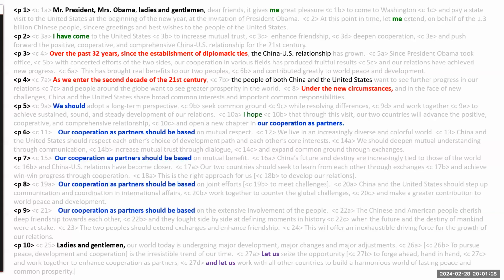They are signals about the structure, so that when you see "our cooperation as partners should be based," and you see that repeated 4 times, well, don't you see something that is really quite paratactic? I mean, that stands out so much. And so what is the 6, 7, 8, 9?